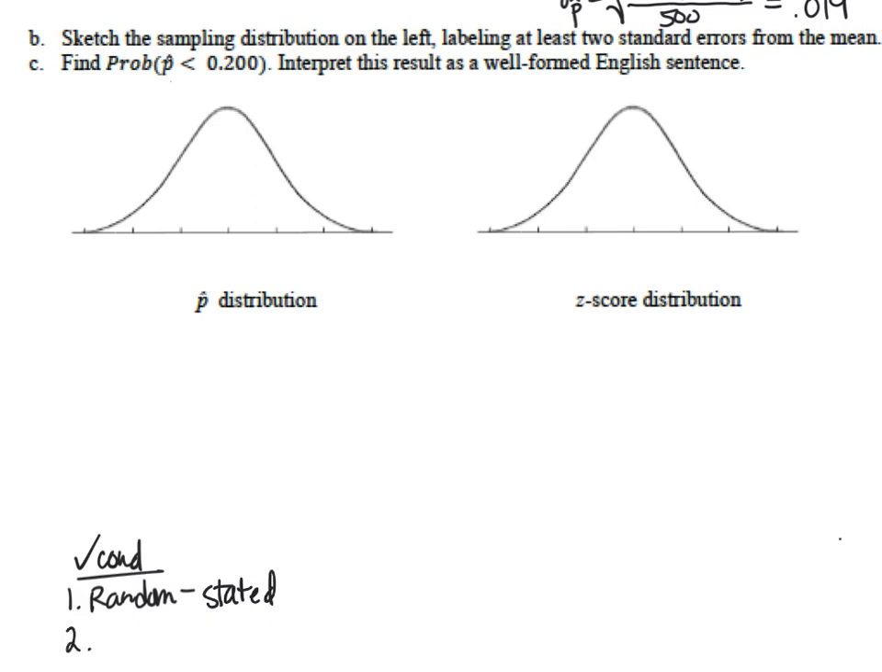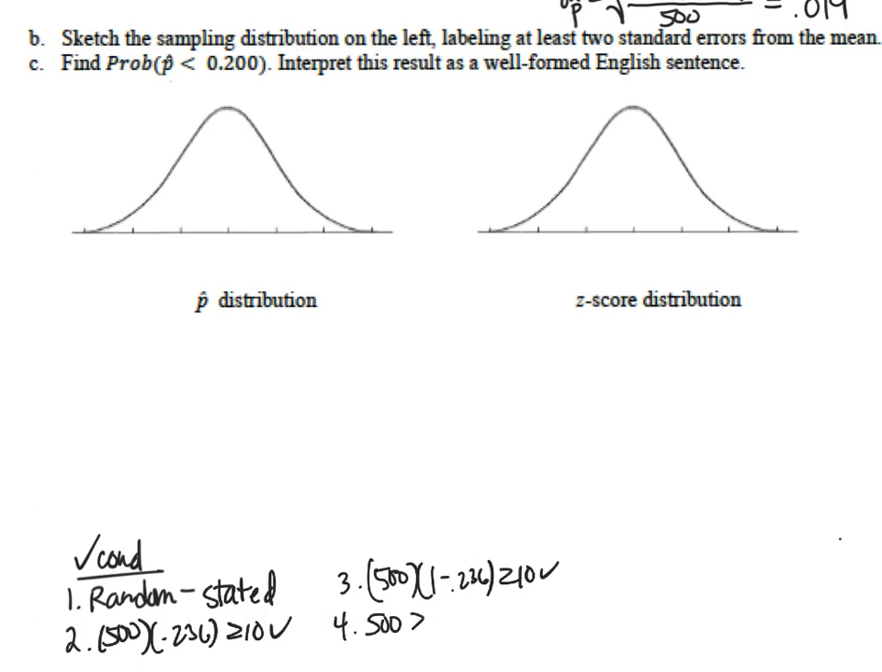Condition number 2, n, which is 500, times p, which is 0.236, is greater than or equal to 10, check. Condition number 3, n, which is 500, times 1 minus 0.236, is greater than or equal to 10, check. And condition number 4 is the one we just let everyone know about: in order for these results to be accurate, we need this condition to be true. 500 is less than 10% of the population. Perfect. Conditions checked, we feel comfortable with using this distribution now.